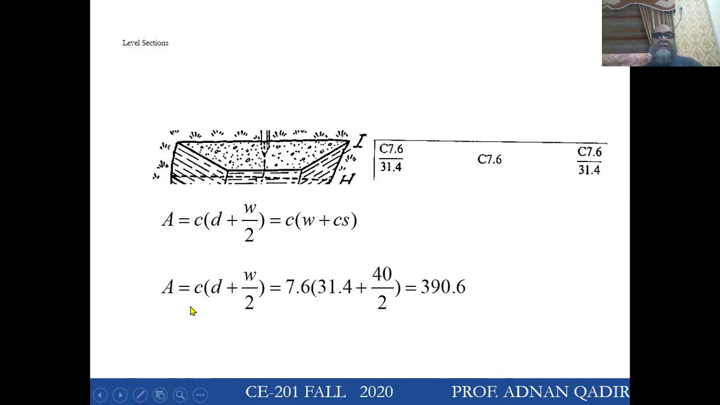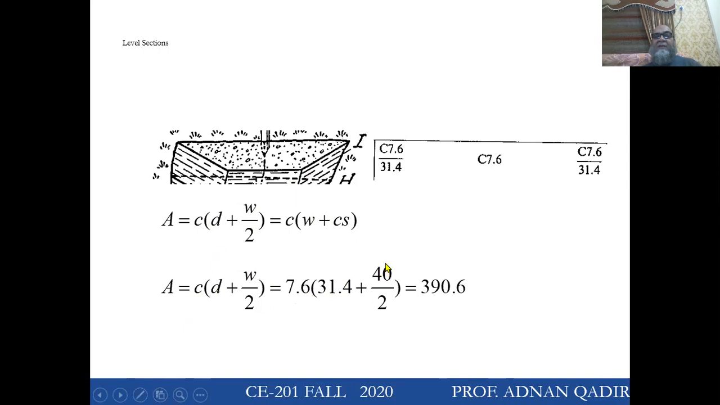So that is, C is the value of the cut, 7.6. Okay. And what is D? D is the distance. This is 31.4 feet. And then W, small w, that is the width, and this is a cut section.